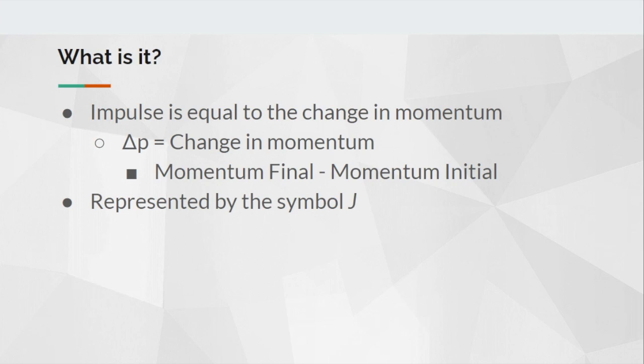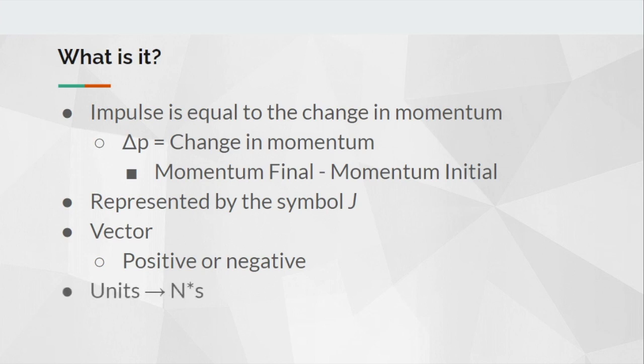Impulse is going to be represented by the symbol J. So that is the symbol for impulse, not the units. That's important. And impulse is going to be a vector, meaning that it can be positive or negative, because we can have less momentum at the end than we have at the beginning, or more momentum at the end than we have at the beginning. The units of impulse are going to be newtons times seconds.